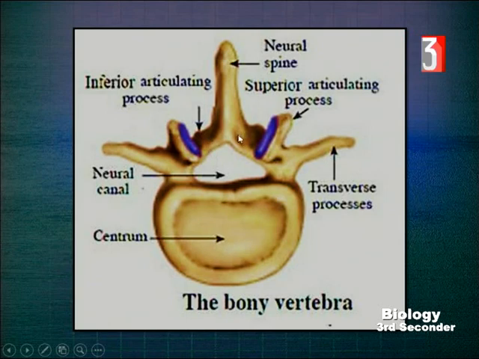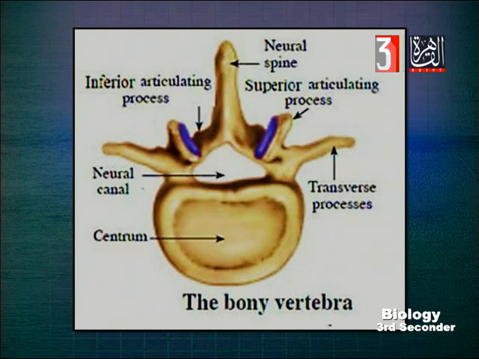There are 2 processes here. Inferior meaning downward. This one is inferior and this one is inferior, not the blue one, this one which is dark in color. 2 inferior articulating processes directed downward and 2 superior articulating processes directed upward. The inferior articulating process attaches with the next vertebra, the following vertebra. The superior articulating process attaches with the upper vertebra.